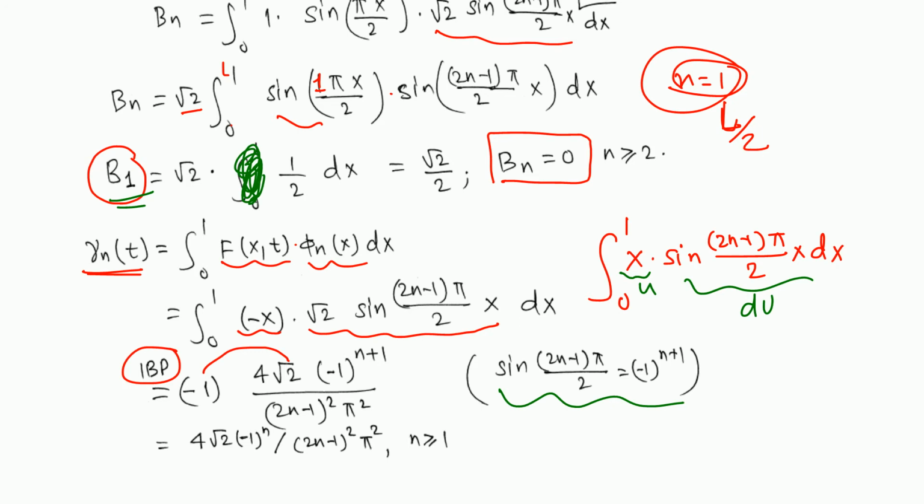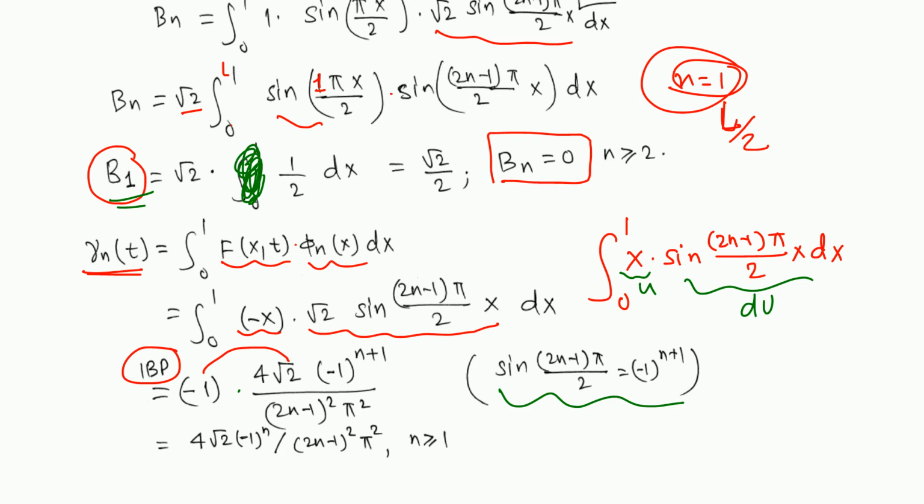Evaluate and use this fact: sine of (2n minus 1) pi over 2, sine of an odd integer times pi over 2, like sine of pi over 2, 3 pi over 2, 5 pi over 2, is negative 1 raised to n plus 1. Using it, it shows up somewhere, and we get the whole thing here. Negative 1 times this negative 1, 4 root 2, negative 1 raised to n plus 1 over this. Okay, and we can simplify, or pretty much this is a constant.